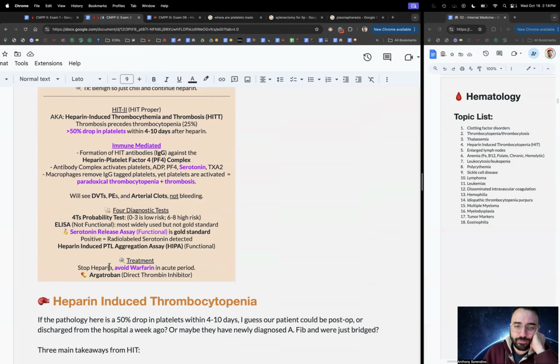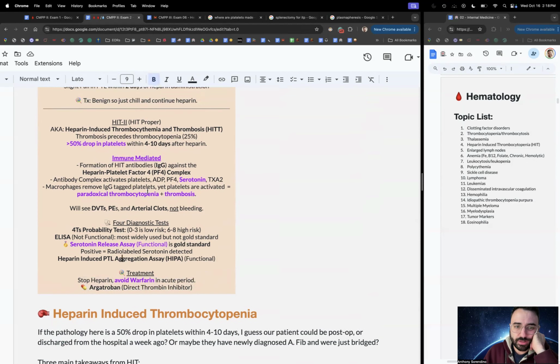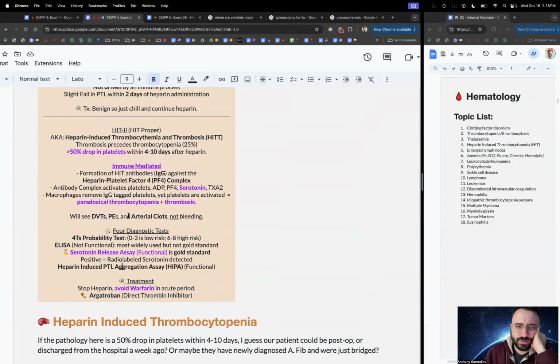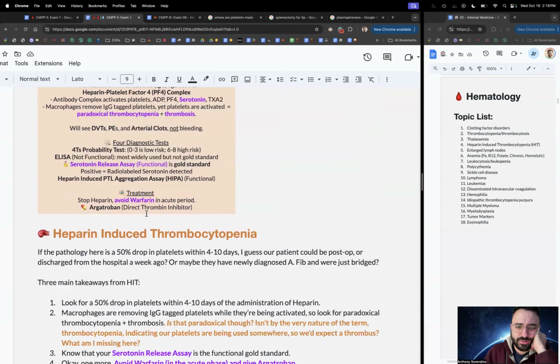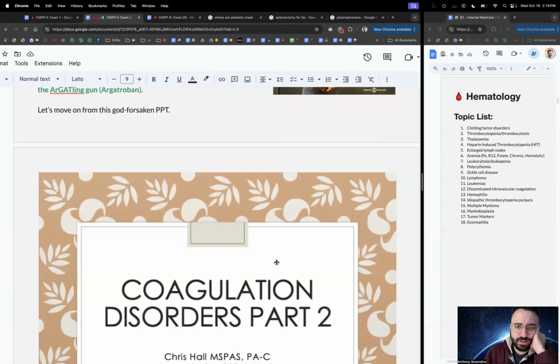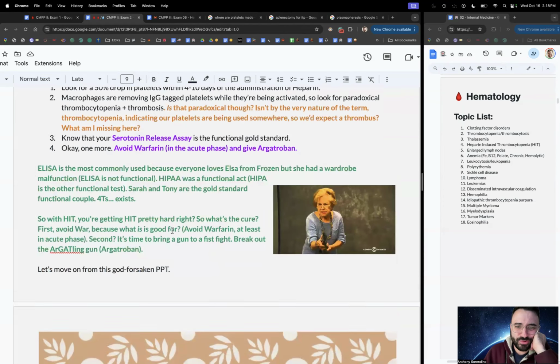You want to stop heparin, you want to avoid warfarin in that acute period, but you want to use argatroban. That's pretty buzzwordy. Formation of HIT antibody complex, serotonin. Yeah, knowing just serotonin is involved here. Whatever. That's some weird stuff.